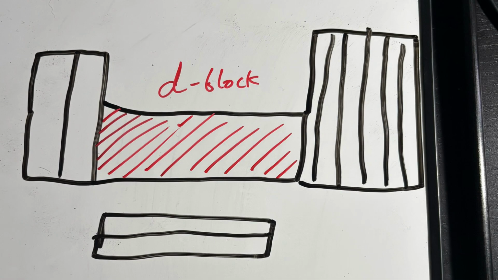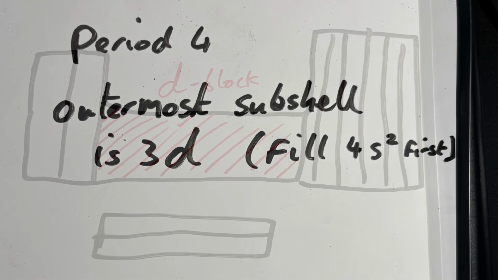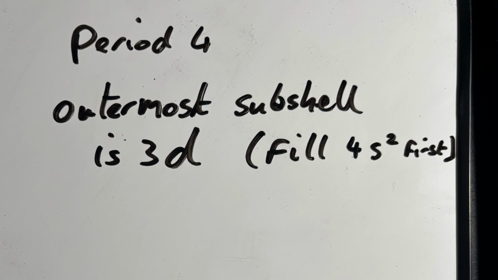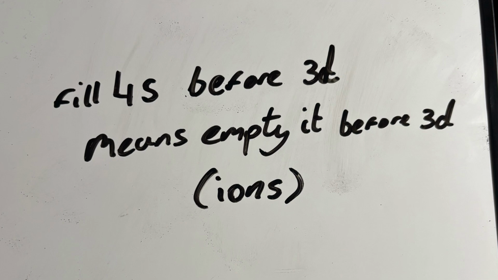Moving on from that, we have transition elements, which are in the d block, which I've mentioned many times is how you distinguish parts of the periodic table. Now for A level, you only need to know about period 4, which has the outermost subshell of 3d. But remember, you always fill 4s2 first. Filling 4s before 3d means that you have to empty it before 3d as well.